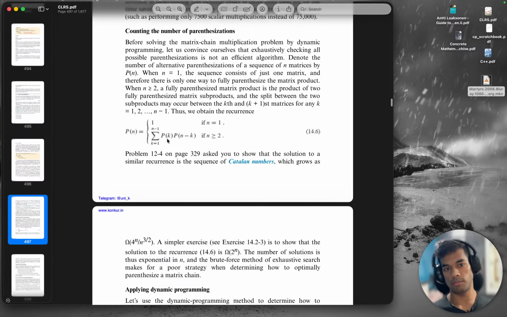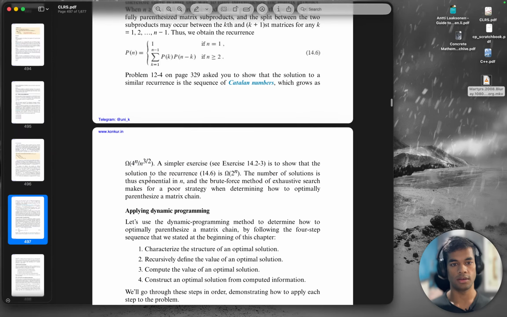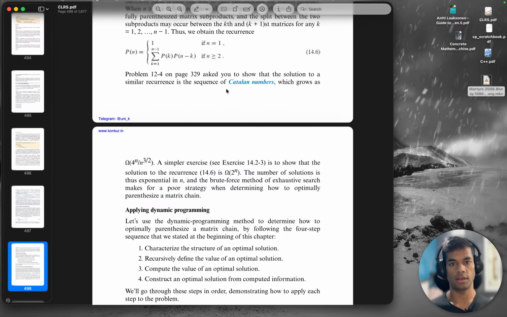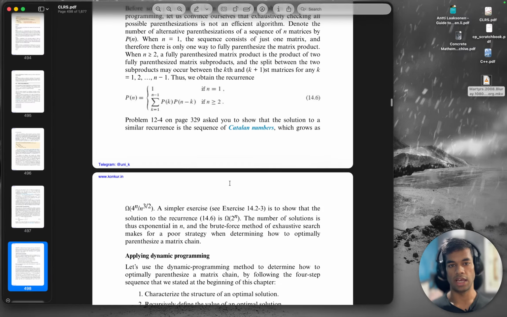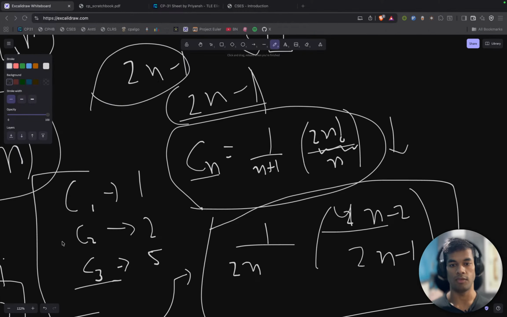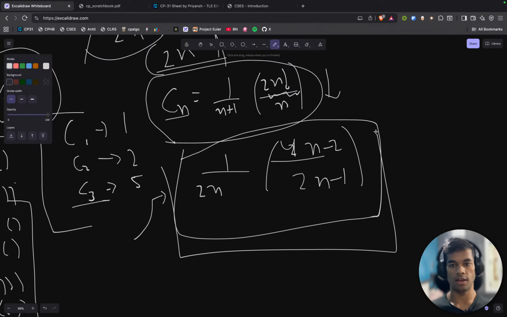So the number of ways is Pk and Pn minus k, makes sense. K is going from 1 till n minus 1. We have written a recursive formula, and this is kind of like the answer to that. These are the Catalan numbers. This recursive formula is for Catalan numbers. A simpler exercise shows that the solution to this recurrence is 2 to the power n. The number of solutions is exponential, and brute forcing is going to be very bad. We do not want to do brute force on this massive number.